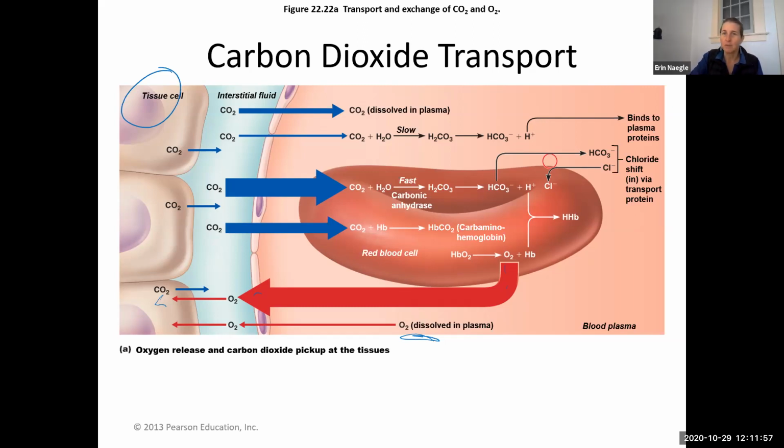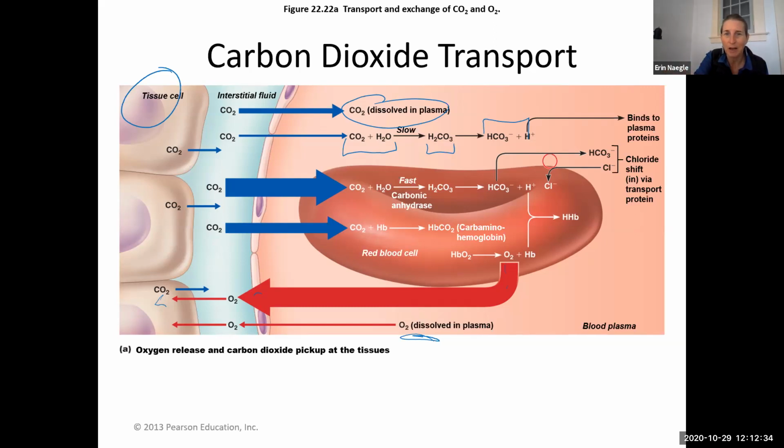So let's look at carbon dioxide. Carbon dioxide is going to be diffusing out of the tissue cells into the interstitial fluid and then into the blood plasma. Some of it just stays dissolved in that blood plasma, about 7%. And then some of it slowly combines with water and becomes carbonic acid, and then carbonic acid dissociates into bicarbonate and a hydrogen ion. What happens to that hydrogen ion? Well, remember, pH. How are we going to deal with that?